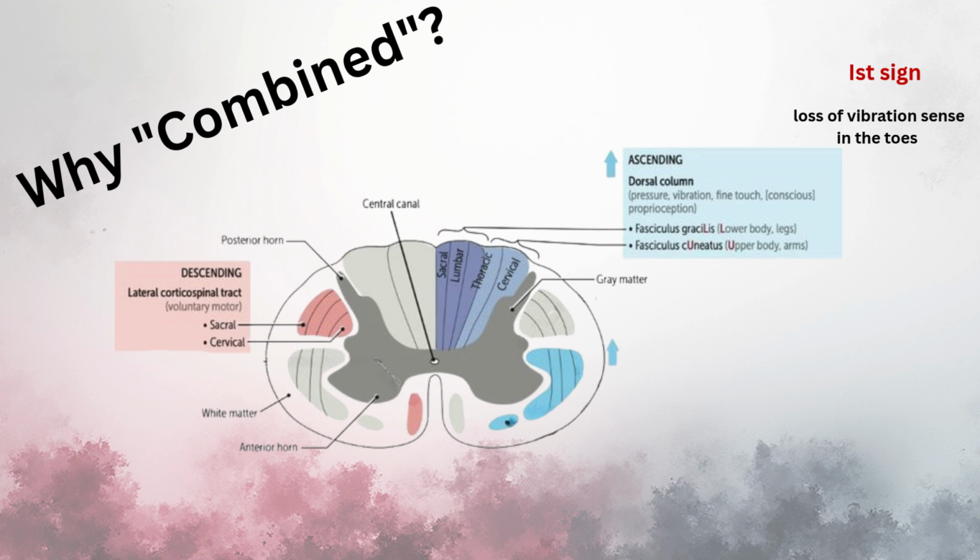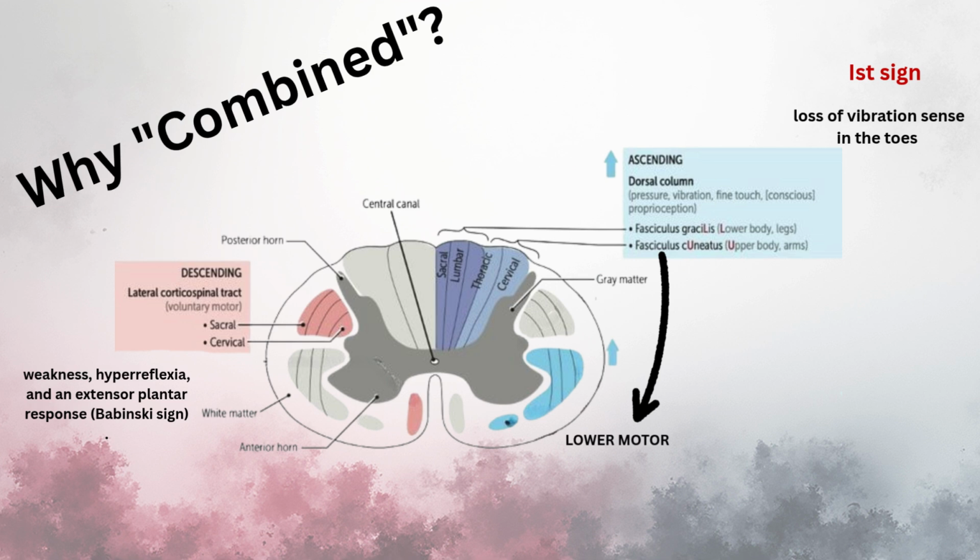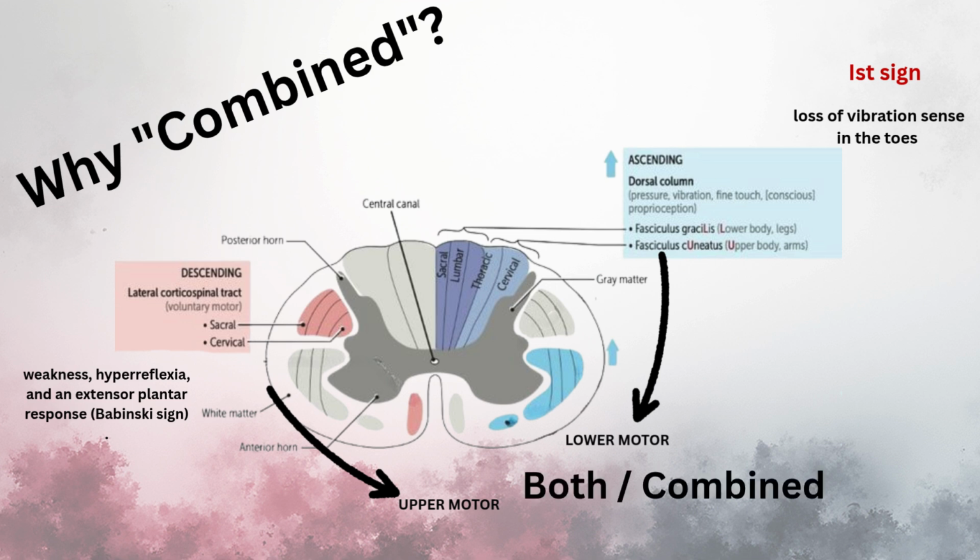Second is the lateral corticospinal tracts. These carry motor commands down from the brain. This is your upper motor neuron pathway. Damage here causes weakness, hyperreflexia, and an extensor plantar response. This creates a mixed picture, with lower motor neuron signs from peripheral neuropathy, hyporeflexia early on, but upper motor neuron signs in the legs, spasticity and Babinski. This combination is a huge red flag for subacute combined degeneration.